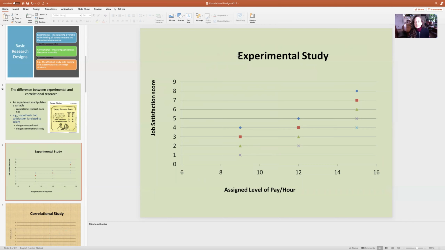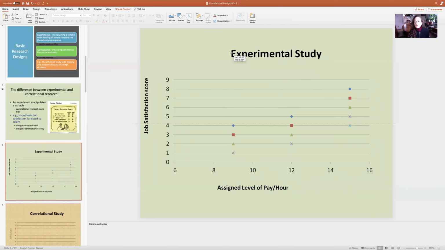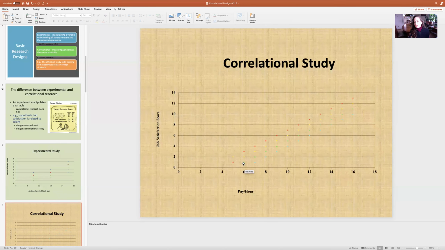Because this is an experimental study, we can conclude that salary, the amount of pay per hour, actually increases job satisfaction. There is a cause and effect relationship there. In my correlational study, you can see that I had people with all different amounts of pay per hour, all the way from $5 an hour up to $16 an hour. And we see a relationship there as well.